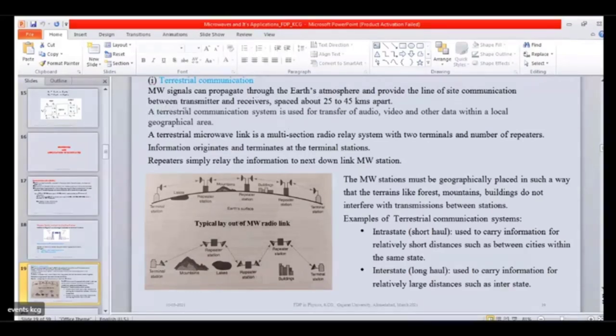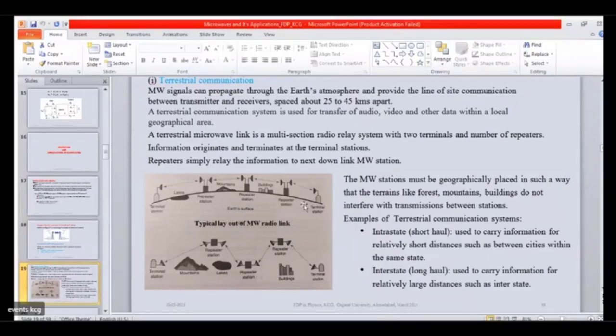Okay, and a terrestrial communication system is used for transfer of audio, video, and other data within a local geographical network. Right, and why only this much distance, 25 to 45? If we have the distance larger than this, then the Earth's curvature comes into the picture and it obstructs the transmission of the microwave signal, right? So the possible distance between the transmitter and receiver is between 25 to 45 kilometers. And of course, you can increase this distance by using the repeater stations, right?